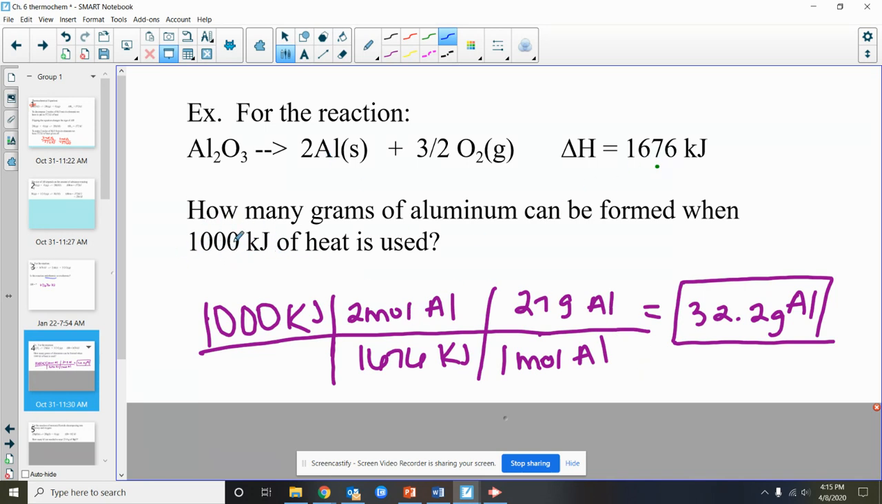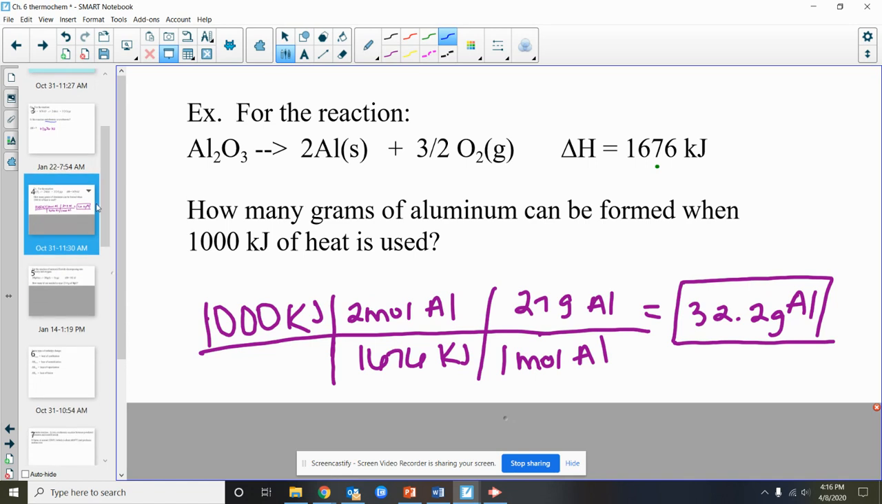So I needed to use that as a ratio to try and figure out, well, if I have only 1,000, how many grams am I going to get? So that was just heat energy to moles, and then once you're in moles, to grams. So when you do this, you're going to set your heat energy equal to a mole ratio. Again, those numbers come from your balanced equation there.